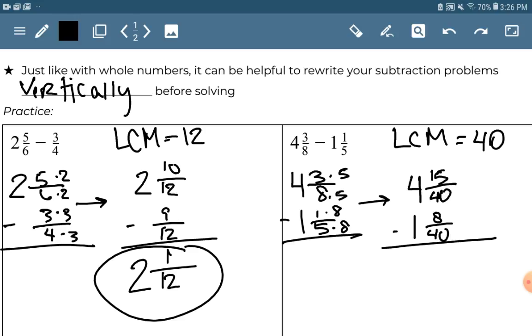Now I can continue subtracting now that I have a common denominator. For my numerators, I'm going to do 15 minus 8, which is 7. My denominator stays the same. And 4 minus 1 is 3. 7 over 40 cannot reduce any further because 7 is a prime number. So my final answer in simplest form is 3 7/40.